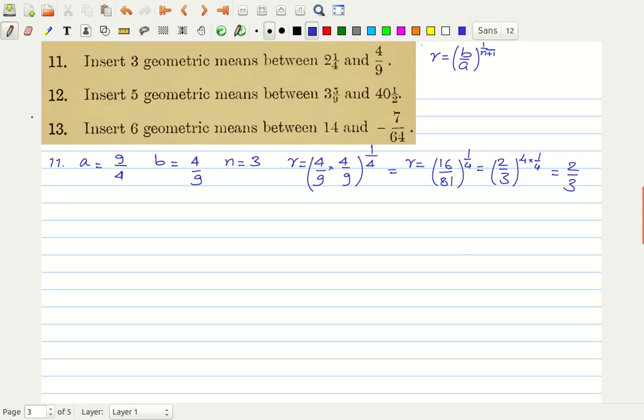So once we know R, we can find the three geometric means. The first term is 9 by 4, the second term is going to be 9 by 4 times 2 by 3, which is equal to 3 by 2. The next term is going to be 3 by 2 times 2 by 3, which is 1. Then 1 times 2 by 3, and if you multiply this by 2 by 3, you should get B, which is 4 by 9, right? So the three geometric means you insert are these three numbers: 3 by 2, 1 and 2 by 3.